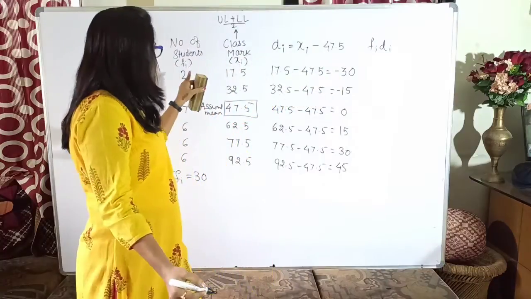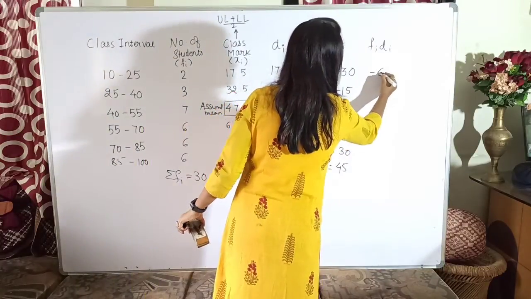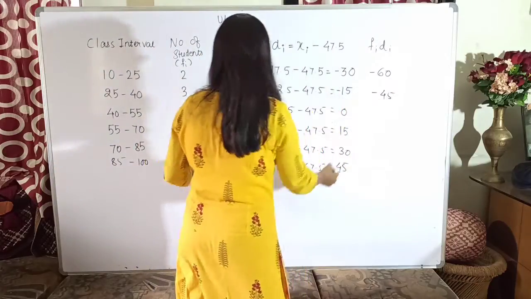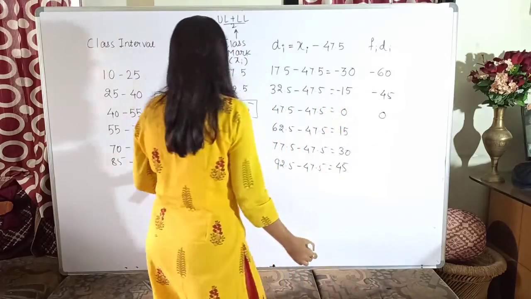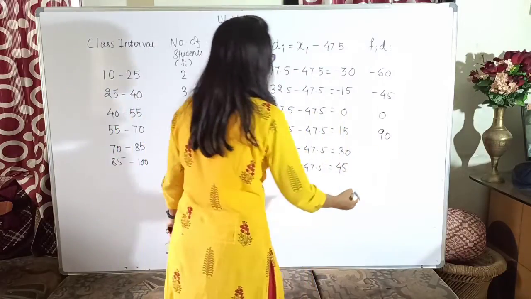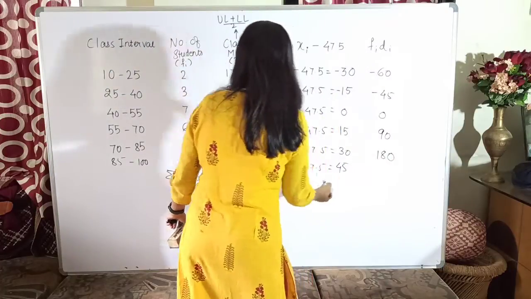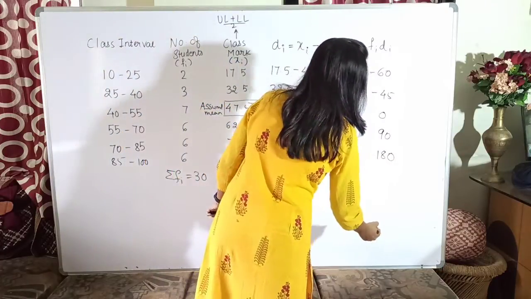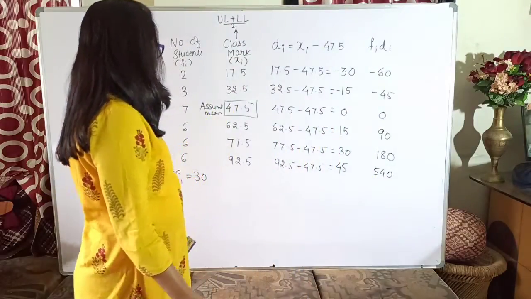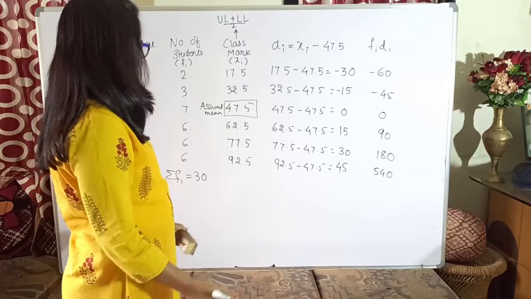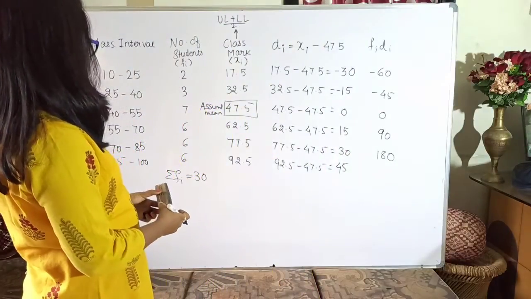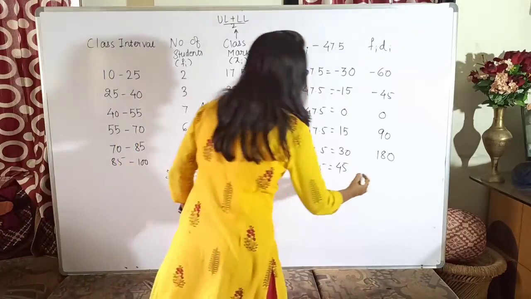Minus 30 into 2 gives minus 60. Minus 15 into 3 gives minus 45. 0 into 7 is 0. 15 into 6 is 90. Again 30 into 6 is 180. And 45 into 6 is 270.